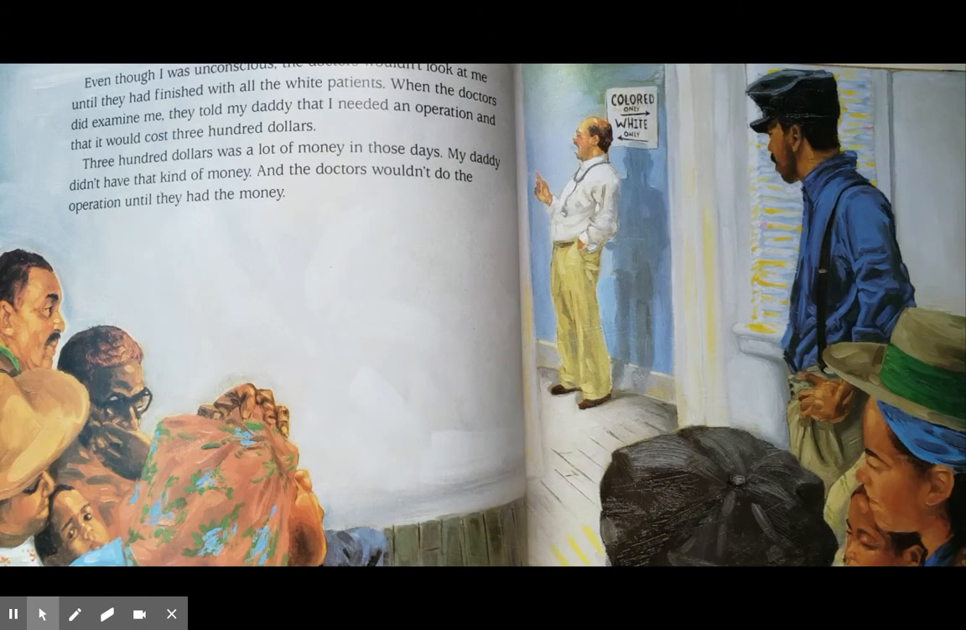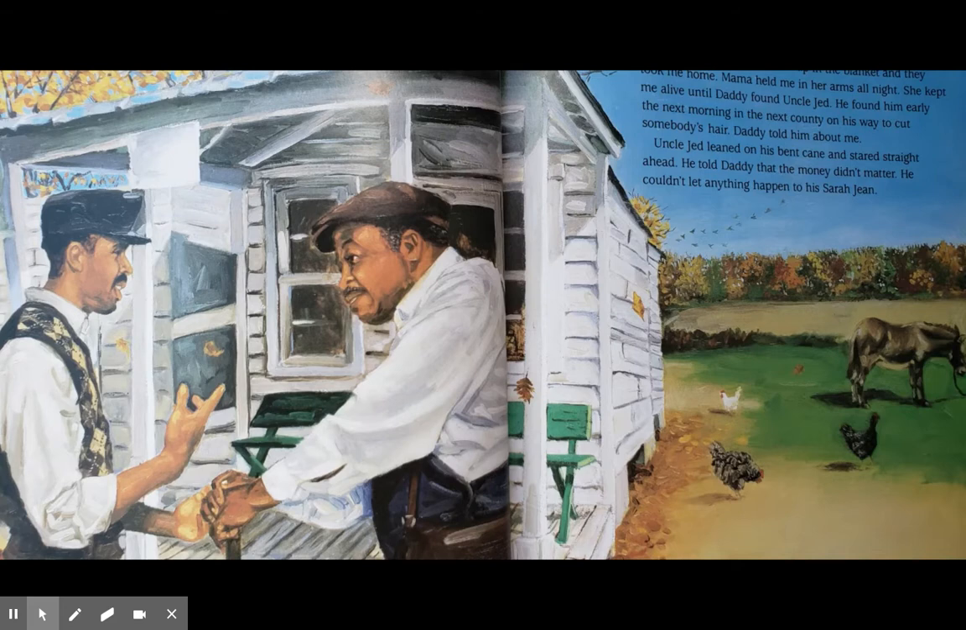Even though I was unconscious, the doctors wouldn't look at me until they had finished with all the white patients. When the doctors did examine me, they told my daddy that I needed an operation and that it would cost $300. $300 was a lot of money in those days. My daddy didn't have that kind of money, and the doctors wouldn't do the operation until they had the money. My mama bundled me up in the blankets, and they took me home.